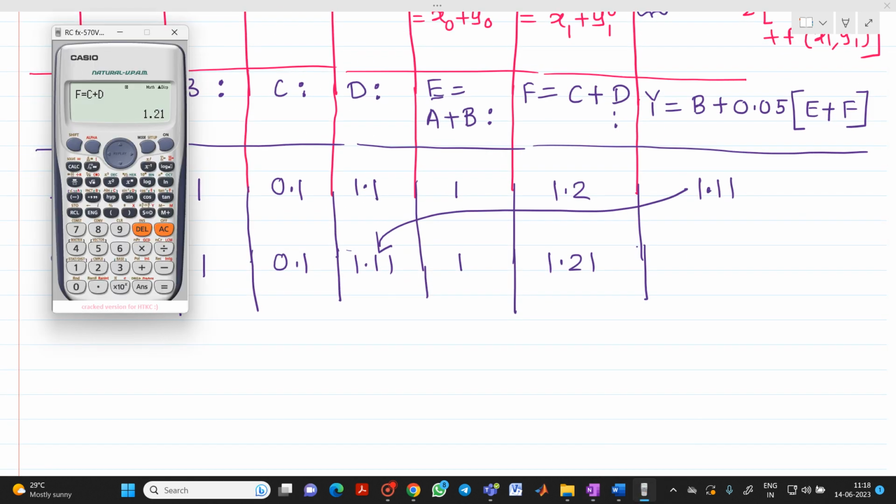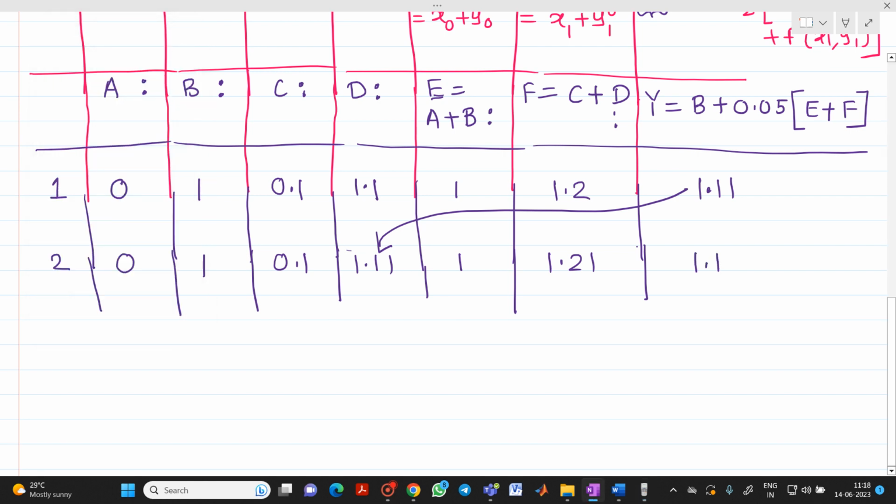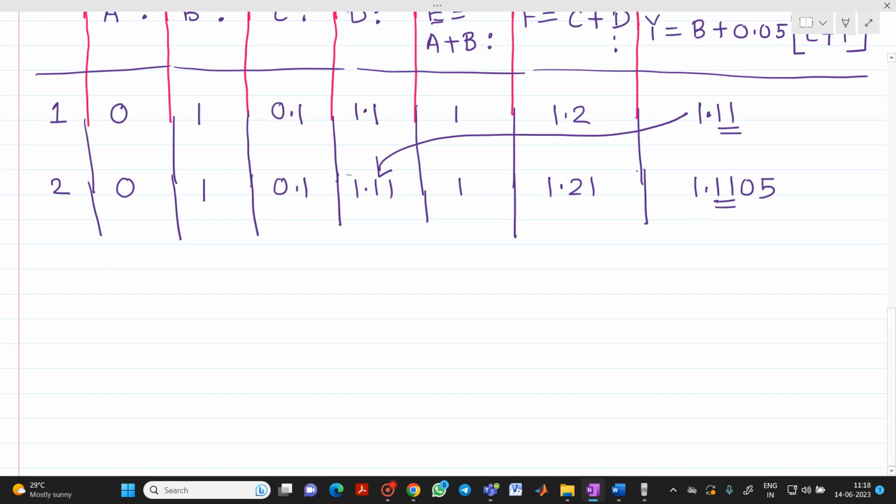Now what is the answer of y1 of 1? It will be 1.1105. So let me write 1.1105. Now if you see, after the decimal point, 2 digits are the same in the first iteration and in the second iteration. So we will solve it till we get the digits after the decimal point the same up to, let's say, 4 places.